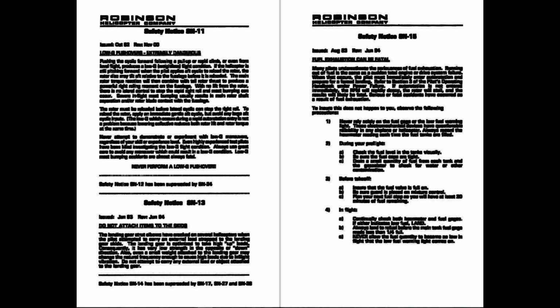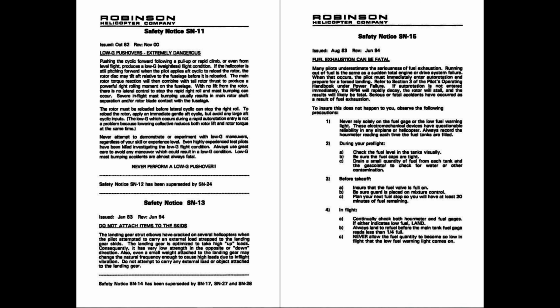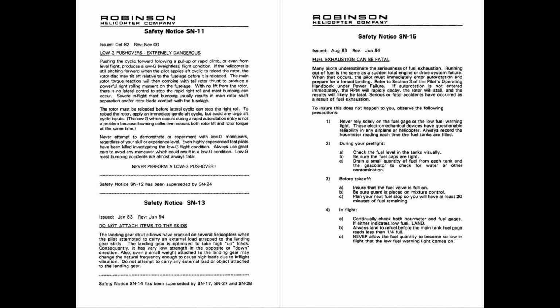What might cause the helicopter to continue pitching forward after inputting aft cyclic? A possible low G situation, where the rotor tilts aft before being reloaded. What might cause a powerful right roll in a low G situation? The rotor torque reaction plus the tail rotor creates a right rolling moment.